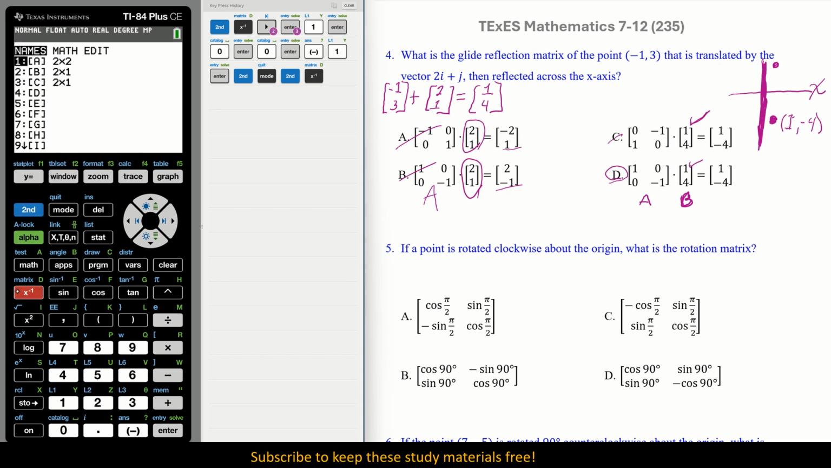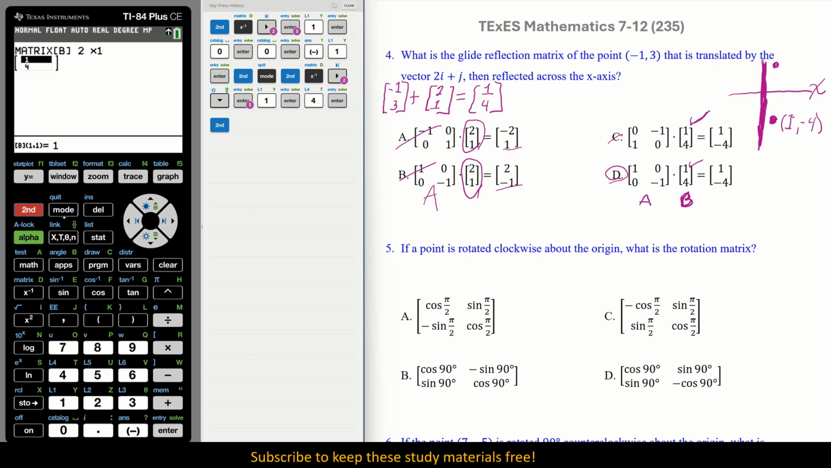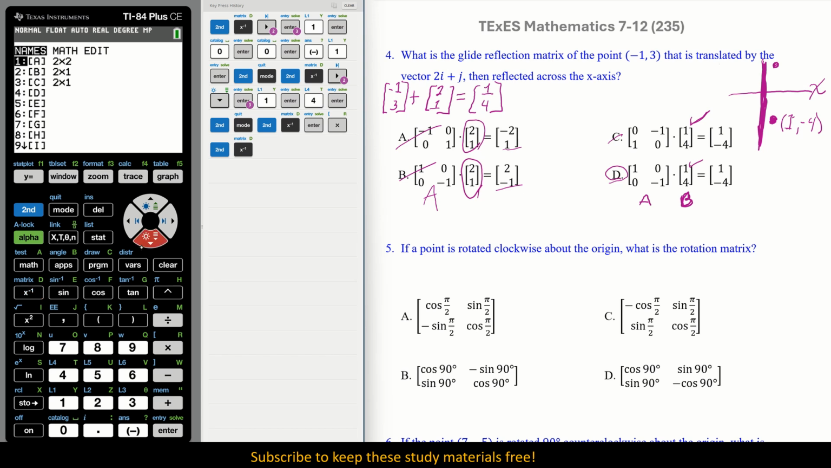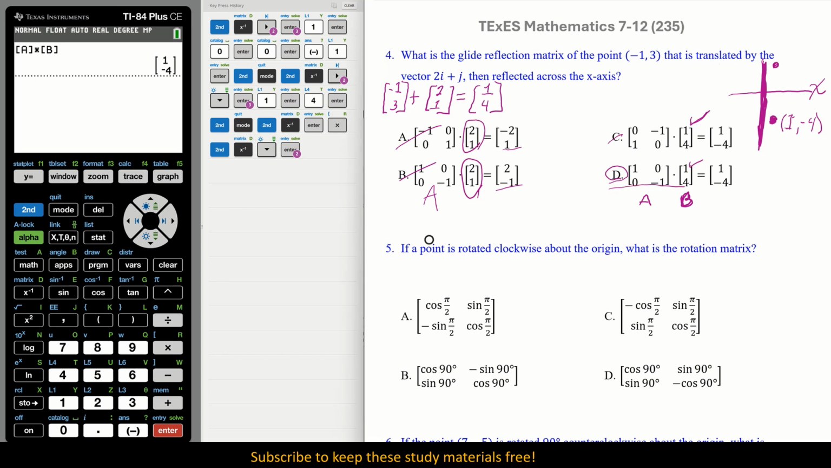We go second matrix. Now we're going to edit B, and we need to have 1, 4 in there. Okay, 1, enter, 4, enter. Great, now back out. Okay, second matrix, I need A times second matrix, go down to B, enter, enter again, and that is correct. So we have verified that option D is correct.